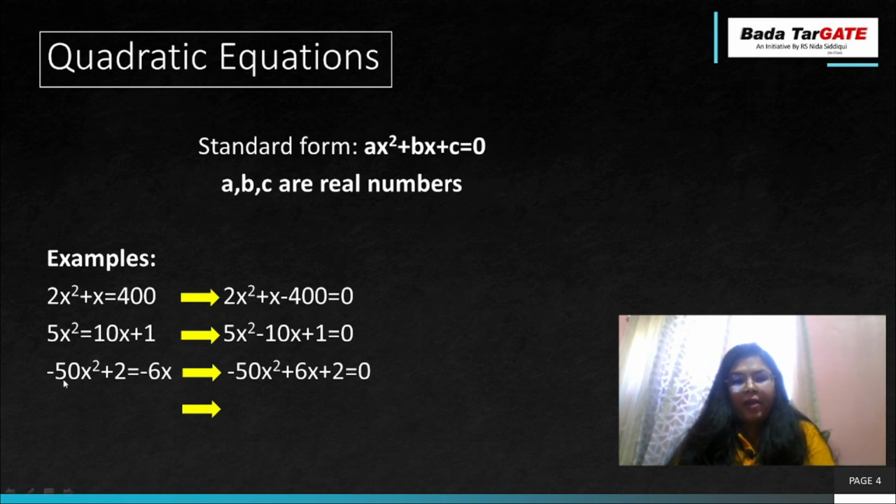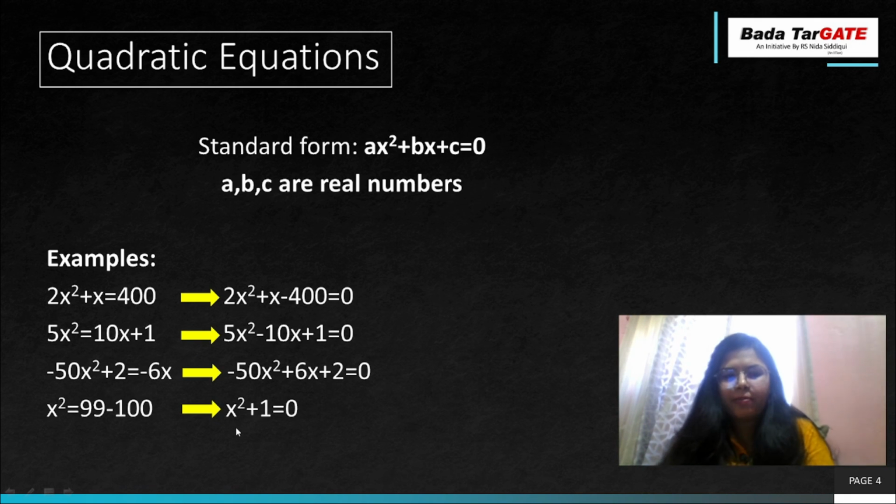Similarly, we have minus 50x square plus 2 is equal to minus 6x. If we move 6x from the right hand side towards the left hand side, we get the standard form of this quadratic equation. Then we have x square equals 99 minus 100. If we do this, we get minus 1, then it comes over the left hand side. What does it become? x square plus 1 is equal to 0.